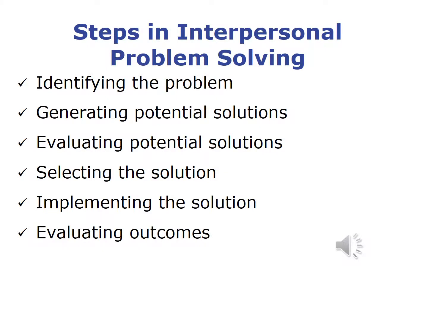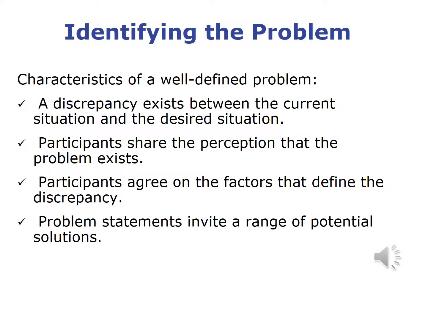There are 6 steps involved in interpersonal problem solving: identifying the problem, generating potential solutions, evaluating potential solutions, selecting the solution, implementing the solution, and finally, evaluating the outcomes. We must know that a problem exists in order to solve it. The characteristics of a well-defined problem include the following.